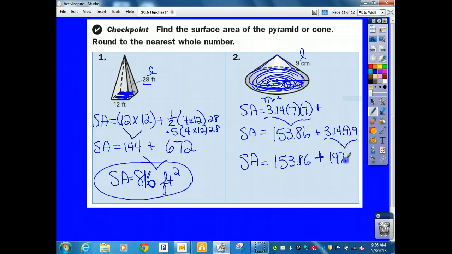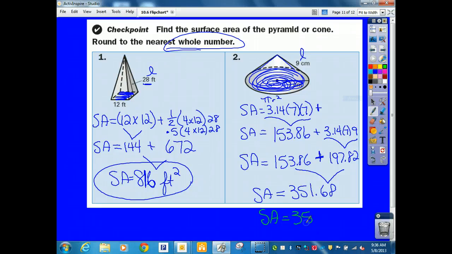197.82. Add the base and the body together. Surface area equals 351.68. And now it says round to the nearest whole number, so our actual surface area will be 350. 350? Oh yeah, 352 centimeters squared. Questions? Questions on this? All right.